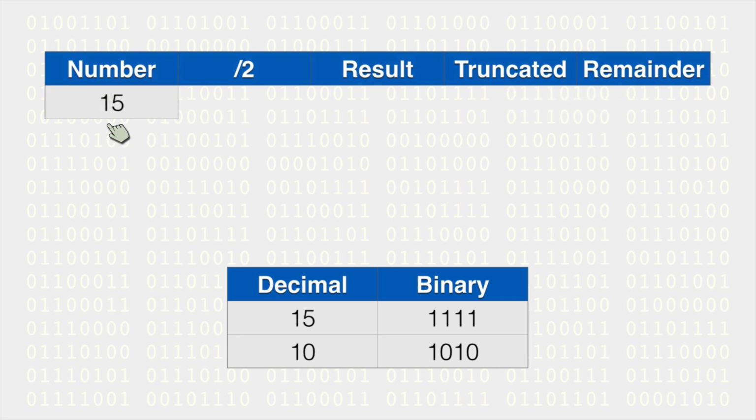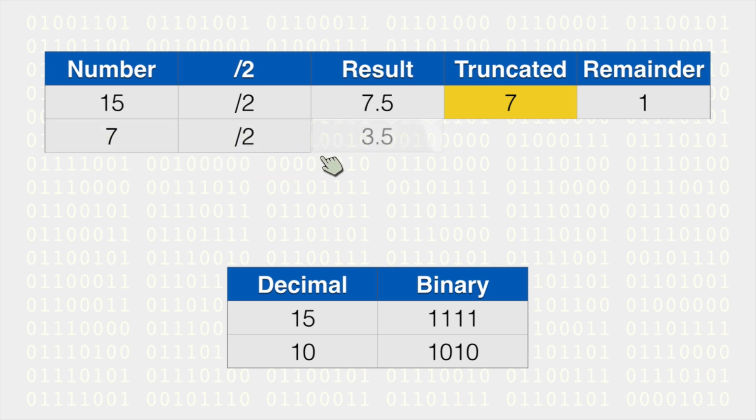So let's start with 15, divide that by 2, which equals 7.5. If we truncate that, that's not quite like rounding. Rounding would be 8. We truncate, remove the decimal part, and we're left with 7. The remainder is 1, because 7 plus 7 is 14. We have 1 remaining to get to that 15. Now we can pull that 7 down, divide it by 2. It's 3.5. The truncated part is 3, with 1 remaining.